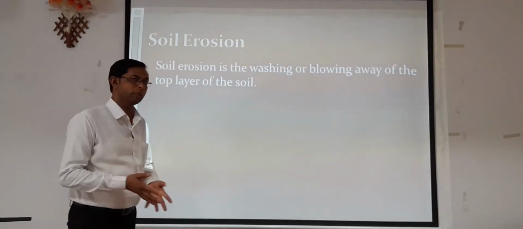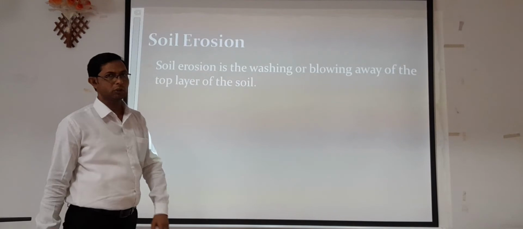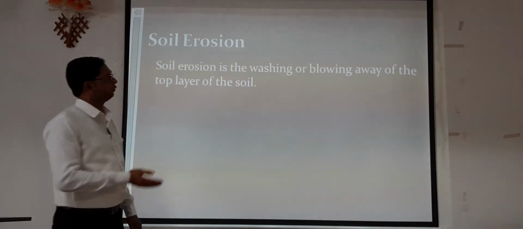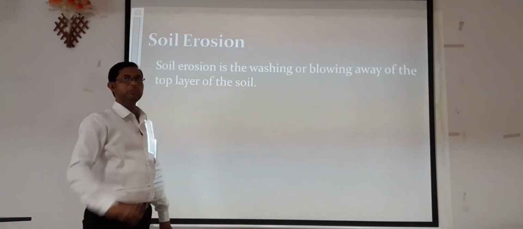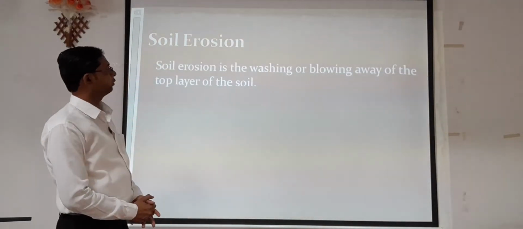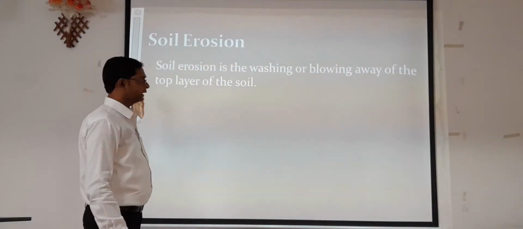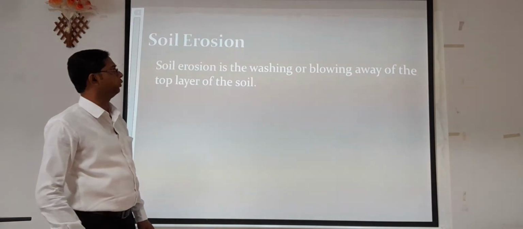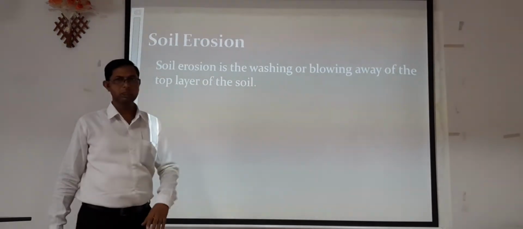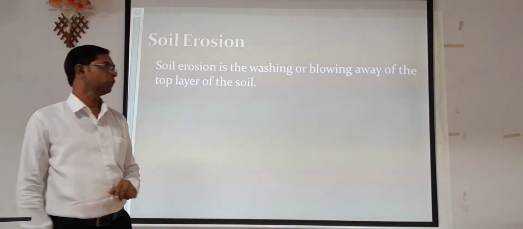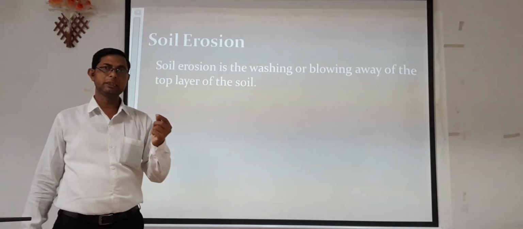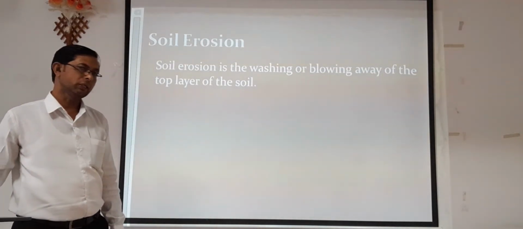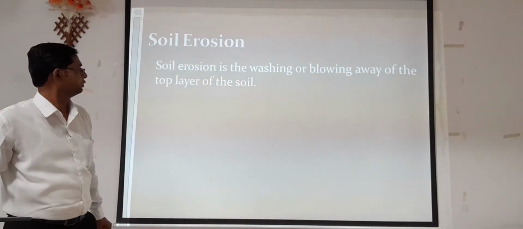There are different reasons for washing out that top layer. For example, flooding. Due to a flood, the upper layer of the soil is washed or flushed out. Along with that, air blowing in high concentration also erodes the soil. So these are the two most important reasons for soil erosion: flood, and blowing air or movement of air.